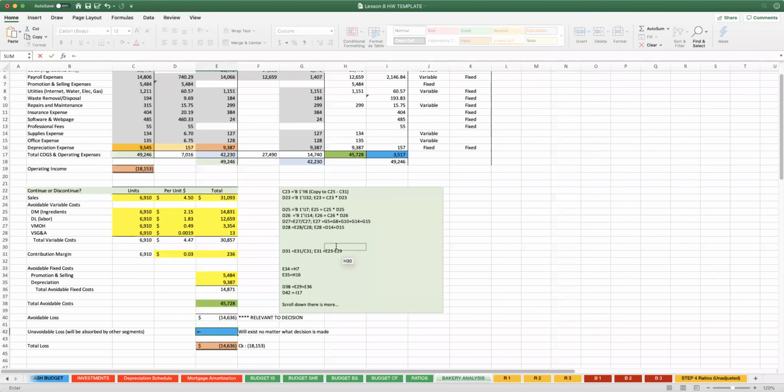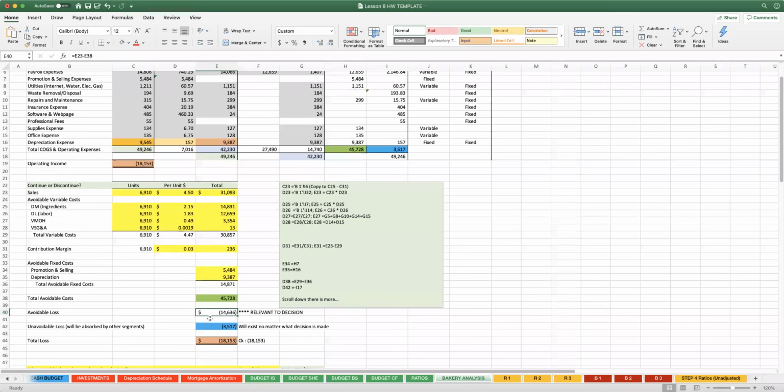Put a minus in front of that before you do. All right, and there's where that 18 is coming from, right? So these will exist no matter what. So this loss isn't relevant. This is the one that's relevant to the decision. This is what you would avoid losing. So you won't get rid of all of that, but you'll get rid of most of it. You'll get rid of 14,636 of that loss. Because this is unavoidable, it's going to get allocated over to the roasting business and the cafe. So when you're looking at this, this is the number you can add back to your bottom line as profit if you close the bakery and sell the equipment.